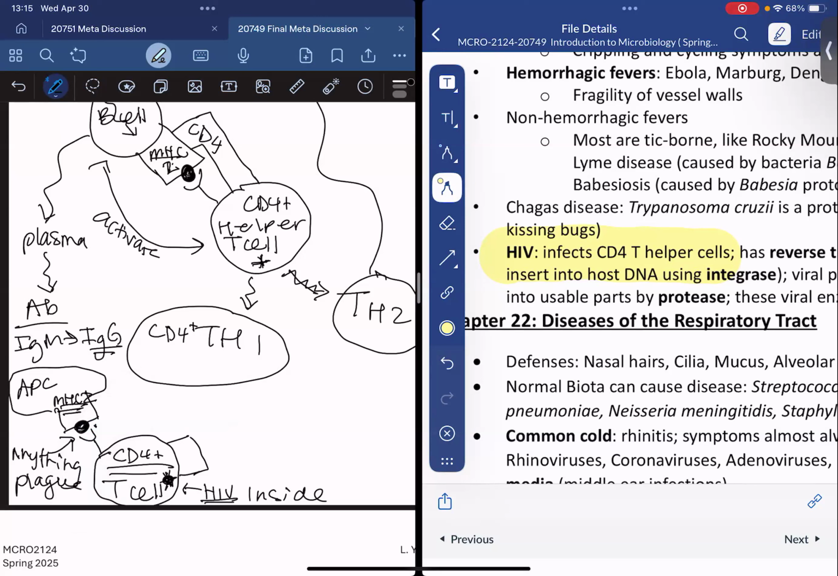It's still a nucleated cell. It is, remember, because it's not a granulocyte. It's still a cell. It's still got a nucleus. So a nucleated cell that is infected inside with HIV. Is it going to call for help? Can it call for help?